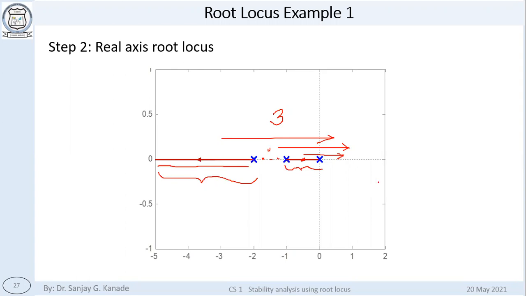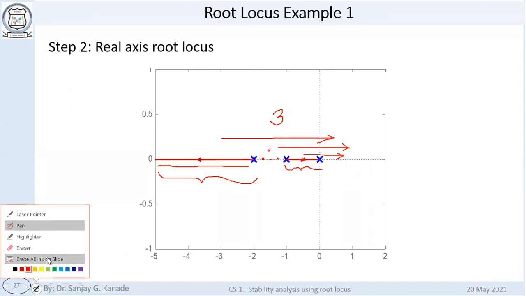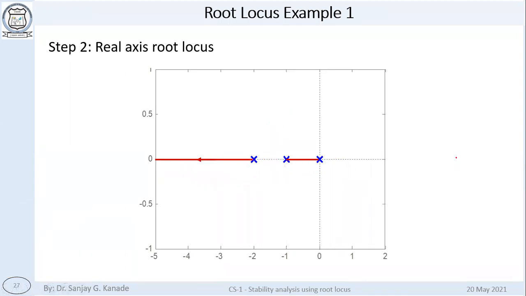Okay, so this is how we plot the real axis root locus. Remember, when we are plotting the real axis root locus, we consider only the roots, meaning only the poles and zeros on the real axis.